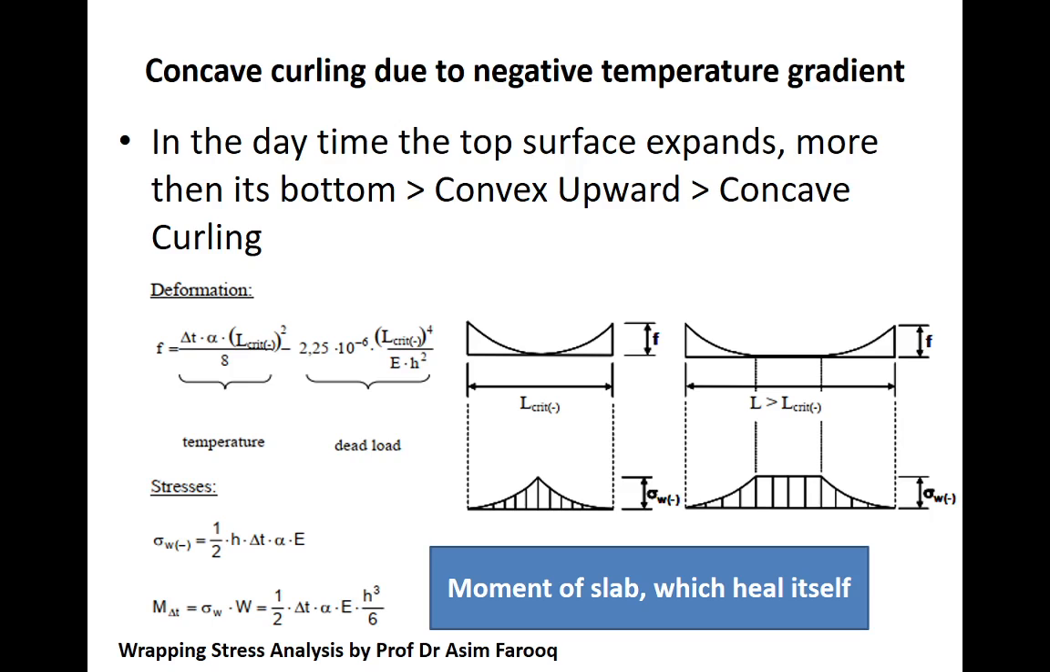This is the way we can determine the negative temperature gradient, which we call concave. Okay, so in the daytime the top surface expands more than its bottom, as you can see here, and then we have the concave in the upward direction, and then we have concave in the curling position as well. So this is the formula through which we can determine the deformation of the slab due to the warping stresses, as well as the stresses. We can also determine the moment of the slab, which tries to heal itself. Heal means it comes back to its original position.